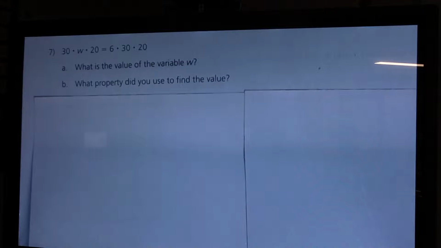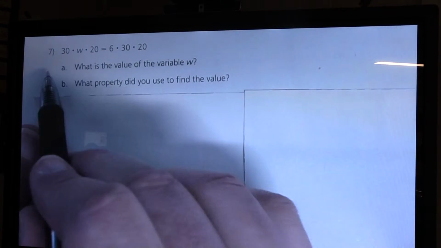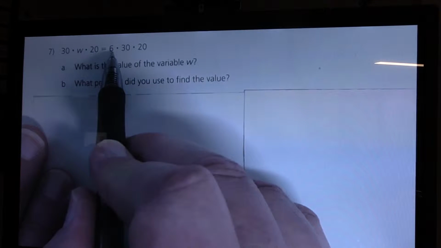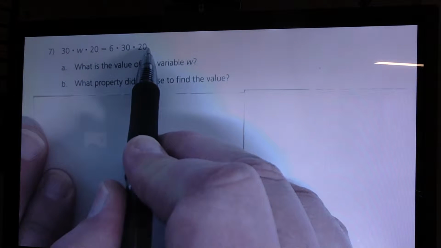Okay, my students were telling me that they really struggled with this item on their homework last night, so I'm going to go ahead and demonstrate how to solve this problem. The first thing I'm going to do is make sense of my problem by looking at it closely and seeing everything they want me to do. And what I have here is 30 times W times 20 equals 6 times 30 times 20.